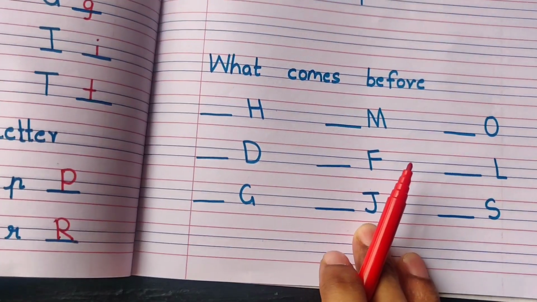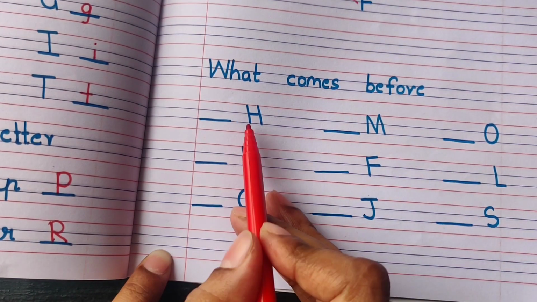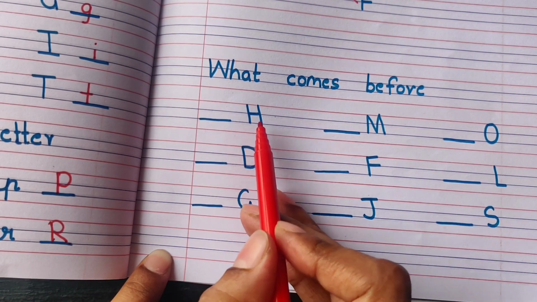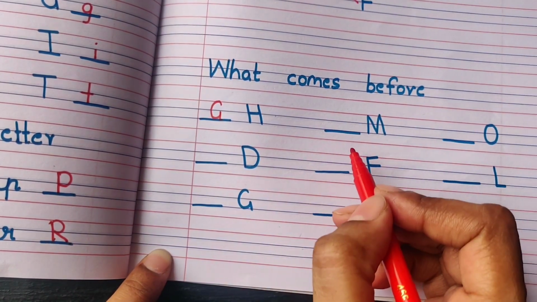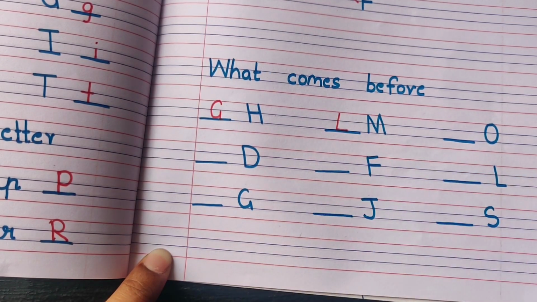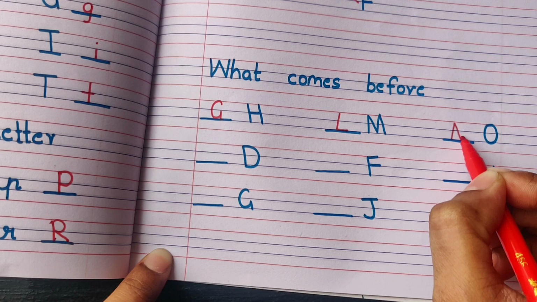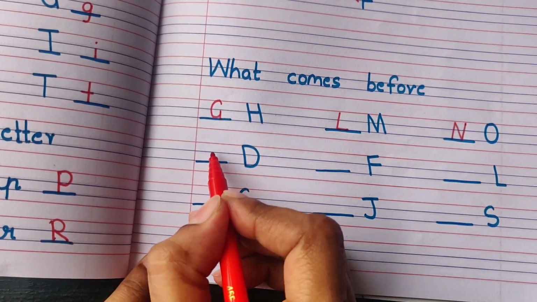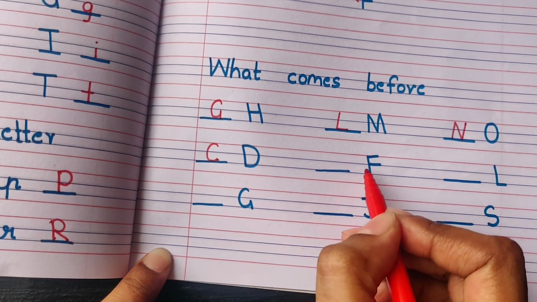So the next one says what comes before. We have to write the letter that comes before. So what comes before H? G. What comes before M? L. What comes before O? N. What comes before D? C. What comes before F?